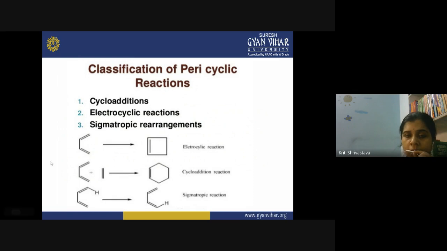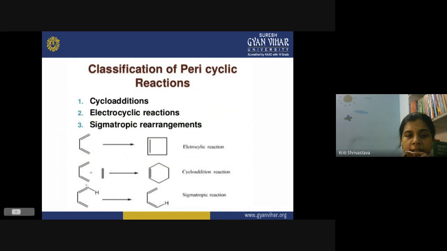All these reactions are given here with their examples. This second reaction is a cycloaddition. Cycloaddition is when addition of two moieties takes place and we have a cyclic product. It's a simple addition reaction. We have two molecules involved, and this is my diene and this is my dienophile. This is the Diels-Alder reaction, a simple cycloaddition reaction.